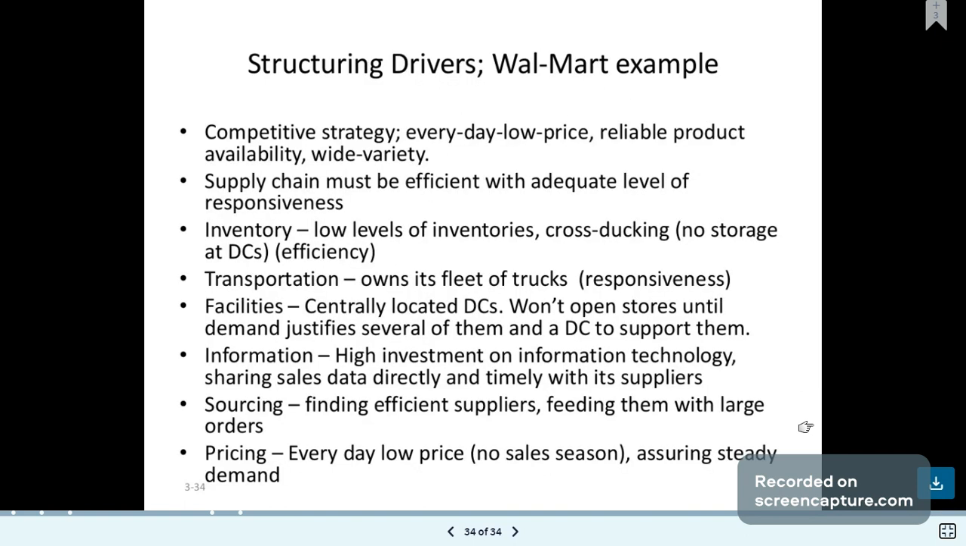Structure of the Walmart example. Walmart uses a competitive strategy of everyday low price and reliable product availability of wide varieties. These are the things we generally use, and most companies are using this structure of drivers in their supply chains.